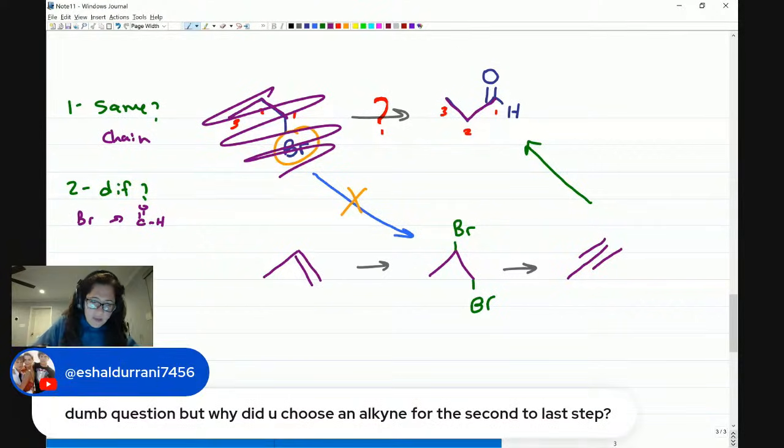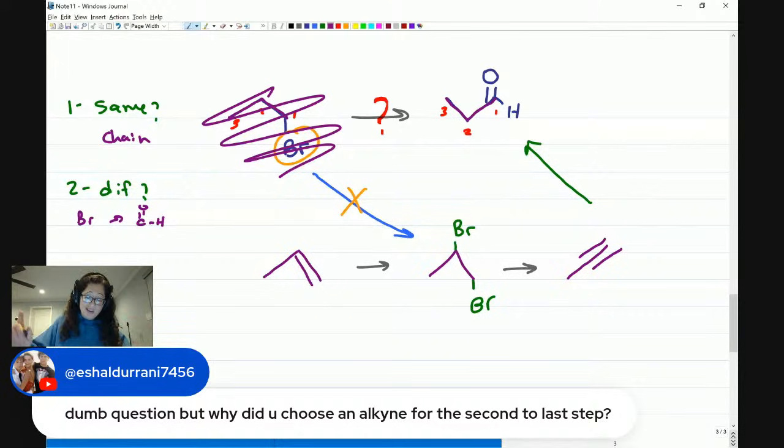Okay, so I'm going to pick on this student here because no question is a dumb question. You ask, that is how you learn. Never let anyone ever make you think that a question is a dumb question. So now that I picked on you and we got that out of the way, why did you choose an alkyne for the second to last step?